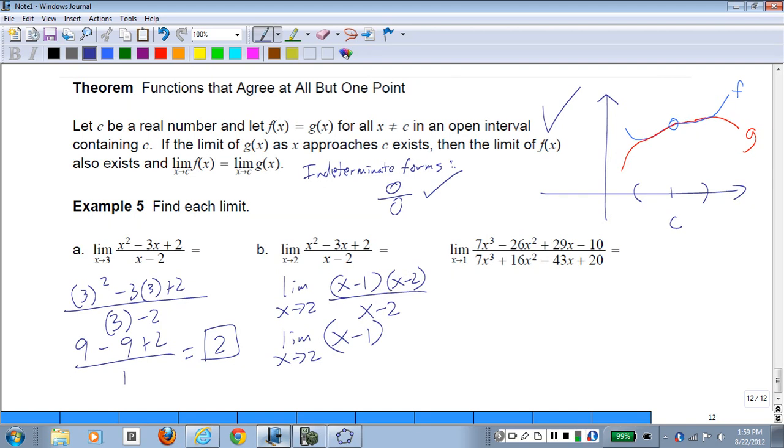If we pick x equals 3, for example, and we plug 3 into this one, we get 2. If we plug 3 into this one, 3 minus 1, we get 2. So they have the same value for that value of x and for all other values of x except 2. The top one's not defined at 2, but this one is. So now we plug in the 2. 2 minus 1 equals 1.